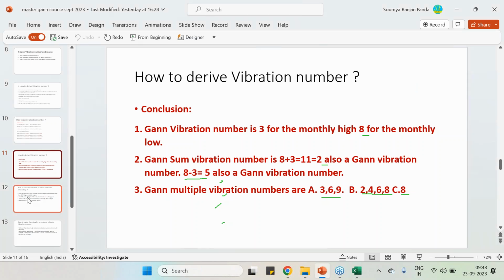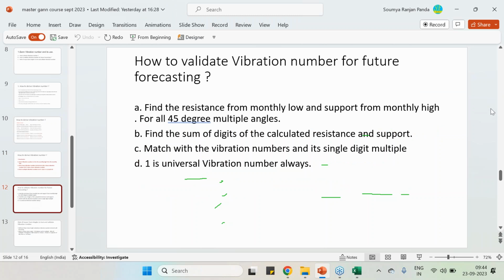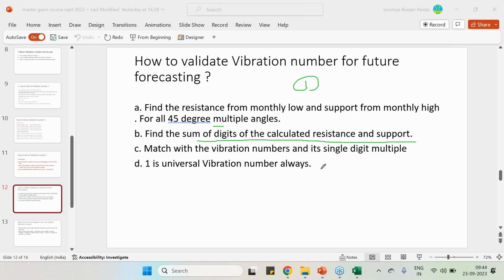So now we have to validate it. Validation of this vibration number plays a very important role. You have to find out the resistance from the monthly low and supports from the monthly high at 45-degree multiple angles. Means you have to find out 45-degree supports and resistances from the monthly high and low. Then find out the sum of digits and calculate the resistance and supports, and match with the vibration number and its single digit multiples. So one is the universal vibration number. These are the steps you have to follow.